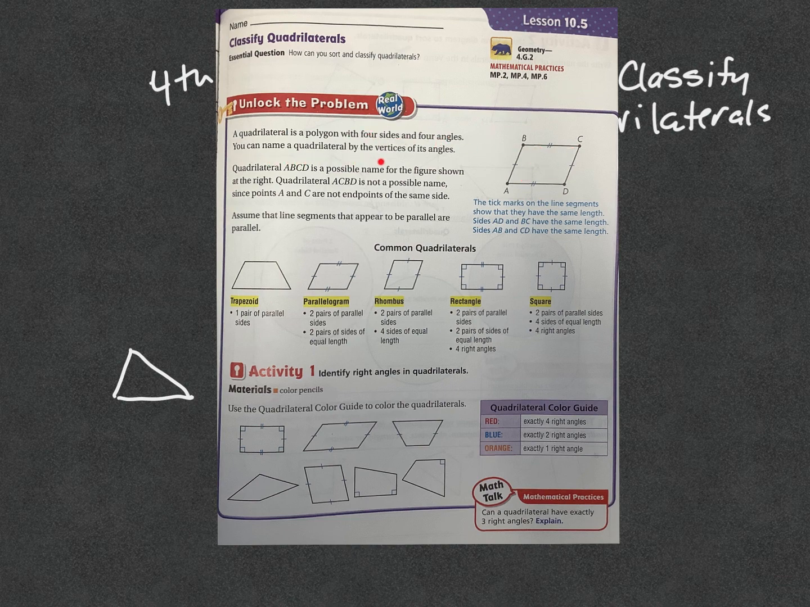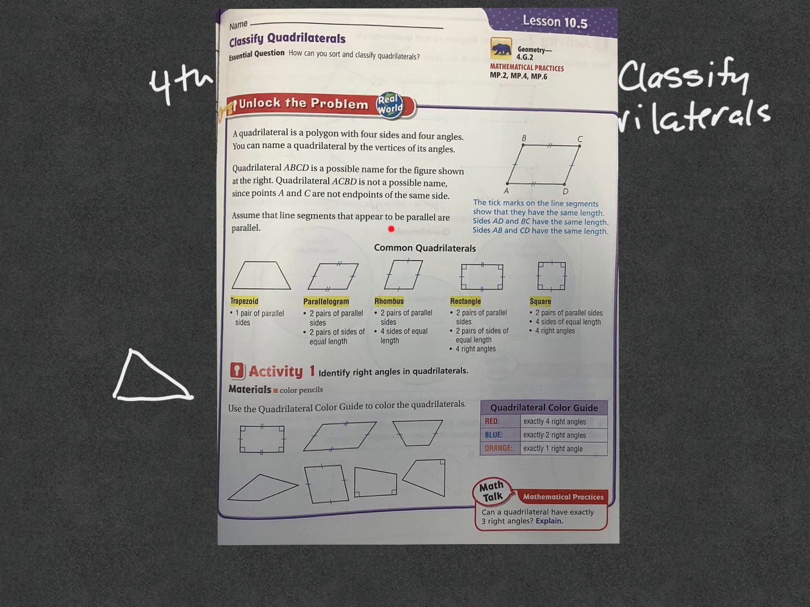You can name a quadrilateral by the vertices of its angles. We can call this quadrilateral A, B, C, D. The vertices, remember, are the corners. But you do need to have a little bit of an order, like we can't call it quadrilateral ACBD, because we're crossing over here, right? We don't have a line here. So we could call it ABCD, we could call it ADCB, BCDA, as long as we're going in some sort of order where there are line segments connecting it.